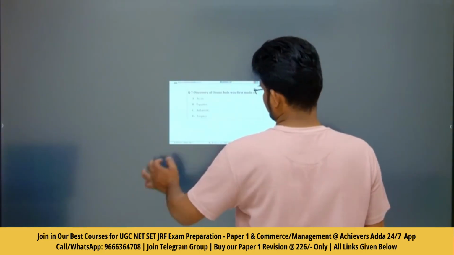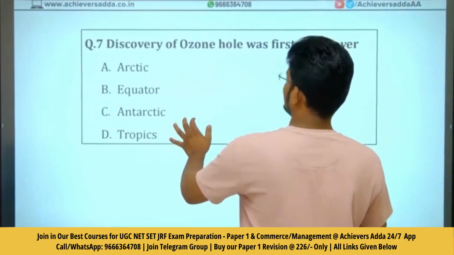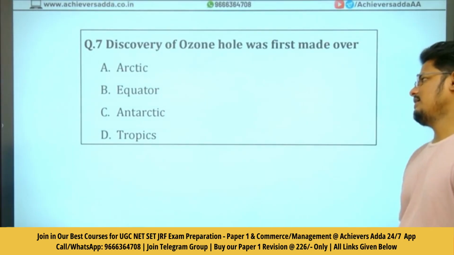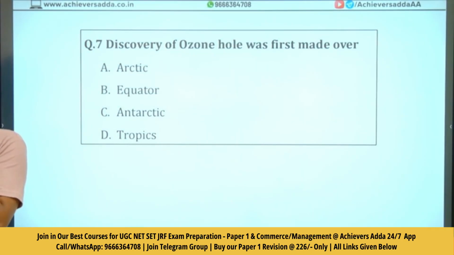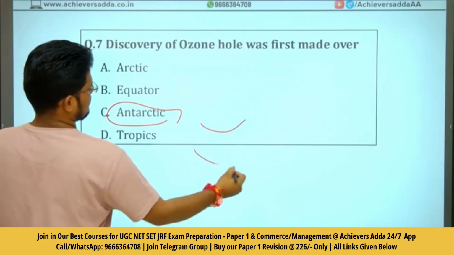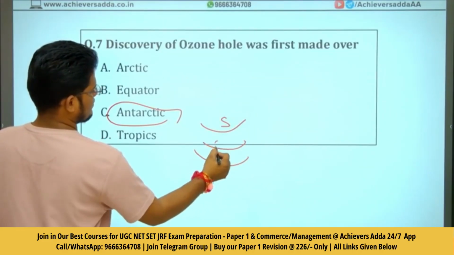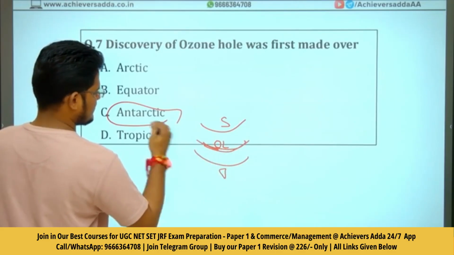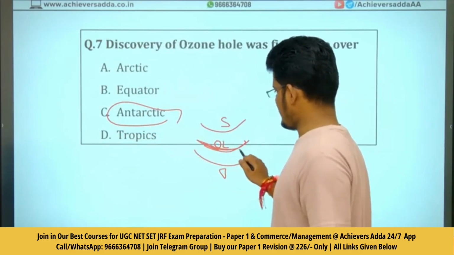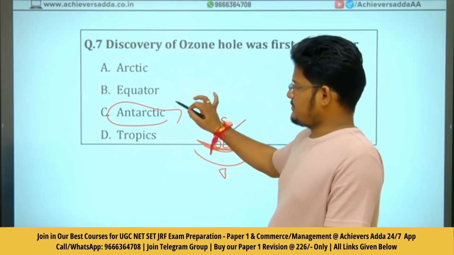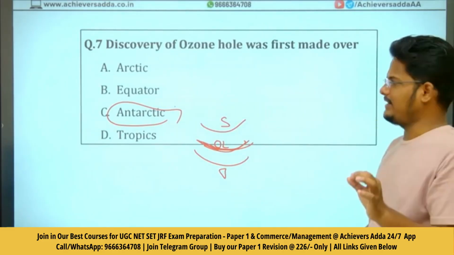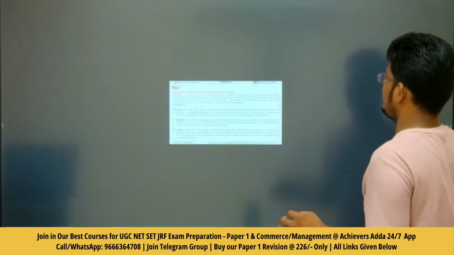Next. Discovery of the ozone hole was made over Arctic, equator, Antarctic, tropics. Answer is the Antarctic area. The ozone layer will be there between the stratosphere and troposphere, and it is present throughout the world. But at a specific region, the Antarctic, the hole has been identified, in the 1980s. Exactly 1980s.